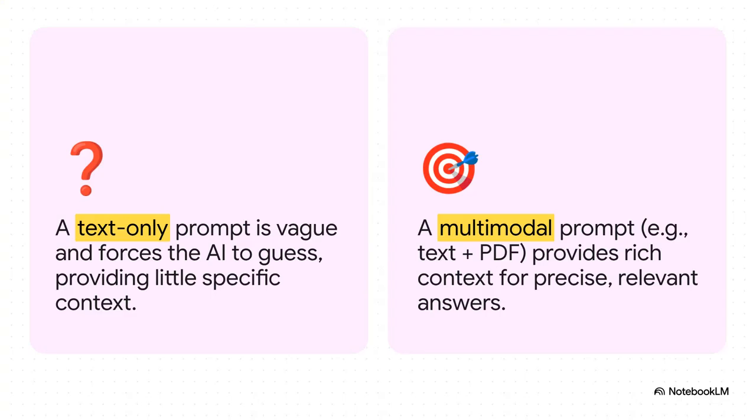And this slide right here perfectly explains why this is a total game changer. A simple text prompt like, summarize this. It forces the AI to guess. It's like asking a chef to cook something without giving them any ingredients. But when you upload a file, now you're giving the AI the whole pantry. It has rich, specific context. And all of a sudden, the answers you get back are incredibly precise because it's working with the full picture.